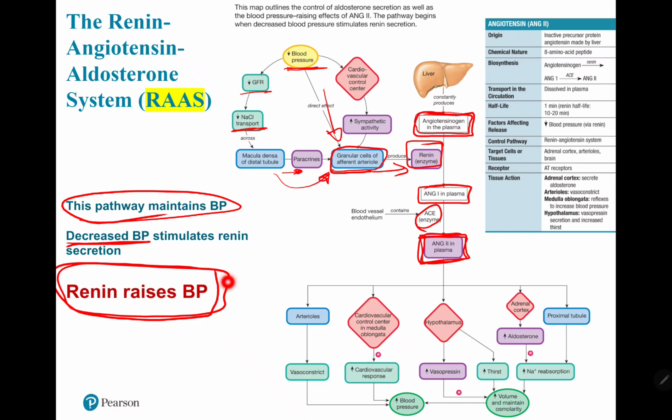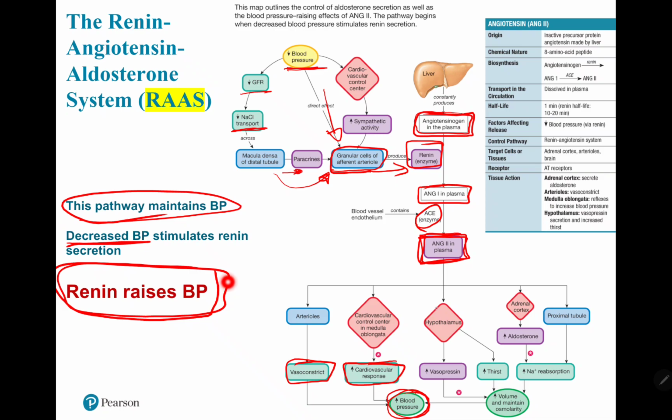Angiotensin II is now a powerful vasoconstrictor, so it's going to vasoconstrict, thus increasing blood pressure. It's going to go up to your medulla and tell your medulla to increase cardiovascular response, increasing the contractility of your heart and the heart rate, putting out more blood into the arterial systemic supply.